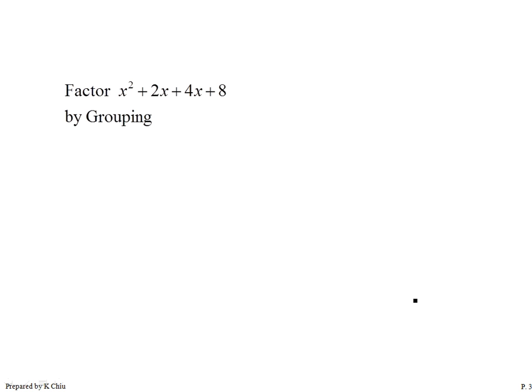How many terms do we have? We have 4 terms. Separated by the plus, we have 3 plus signs, right? So how can I do that by grouping? Now, this is how that works. Let's group the first 2 terms together, and then let's group the last 2 terms together, because it just happened they have 4 terms, right?